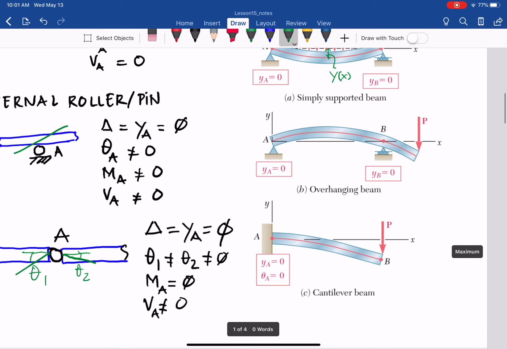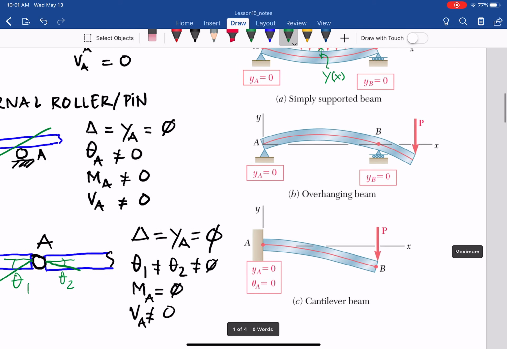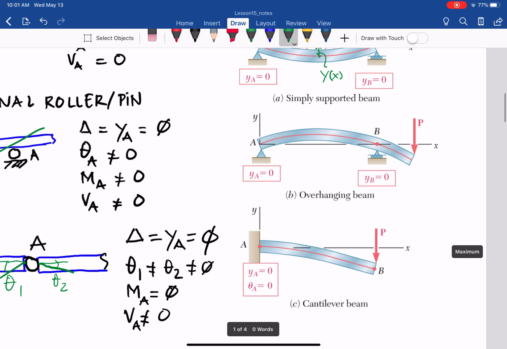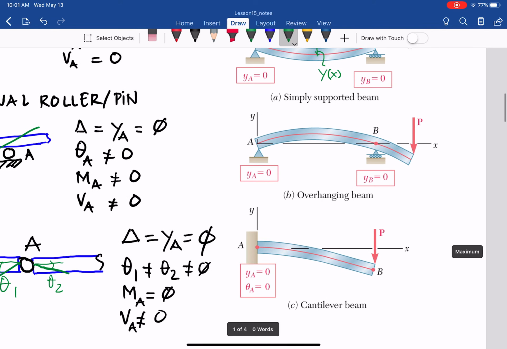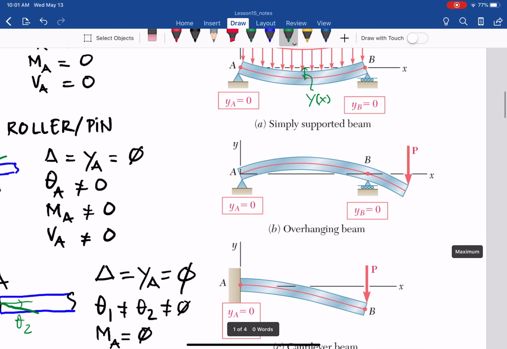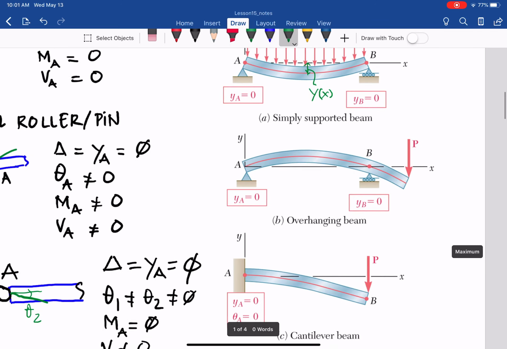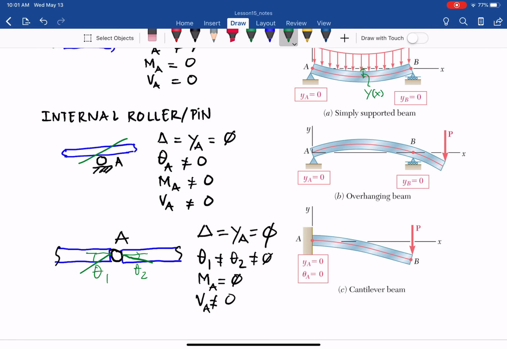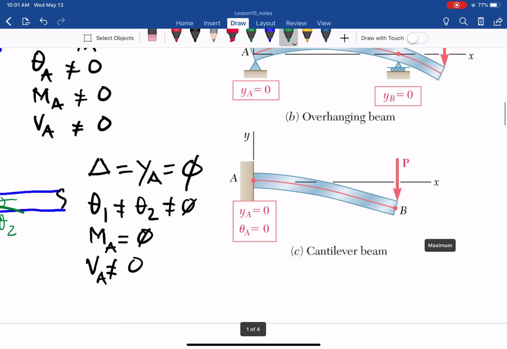The other is the overhanging beam, so there is one overhang from B on the right with a load P applied at one end, and the curve will now curve up as shown, the line AB. As you can see, regardless, the support conditions that we have are yA equals 0, deflection at A is 0, and deflection at B is 0.